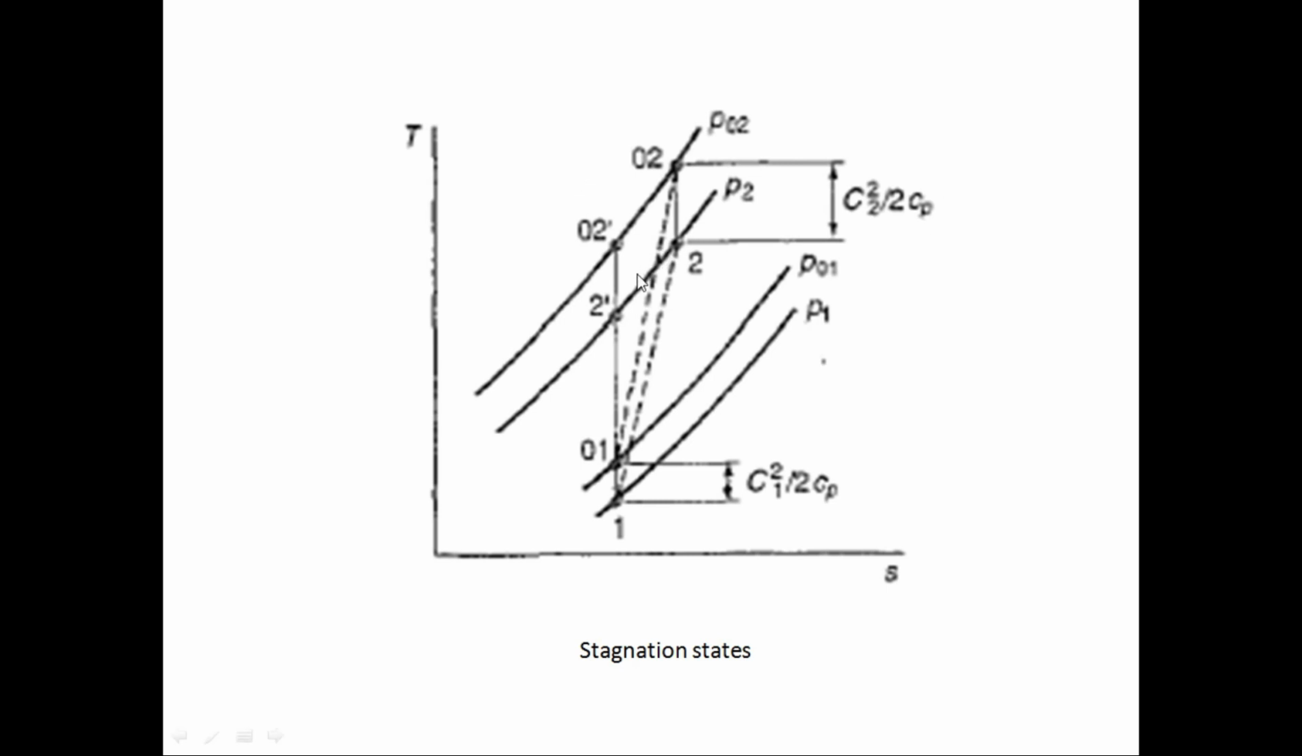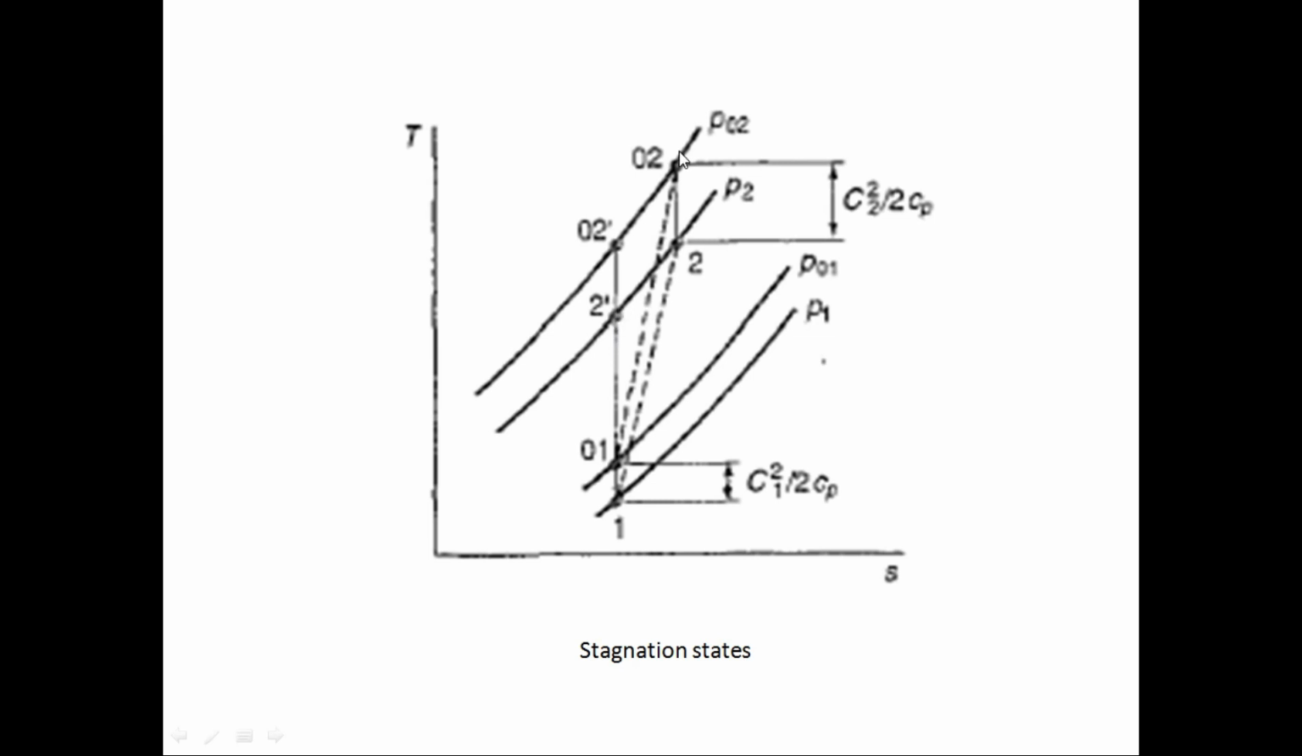So this state 1 represents the static state and the state 01 is going to represent the stagnation state. Similarly, state 2 shows the static state, and the stagnation state is represented by 02. As you can see here, these are the lines of constant pressure, and along this constant pressure line the isentropic state and the actual state are plotted. For the actual state, the temperature rise is higher as compared to the isentropic state.